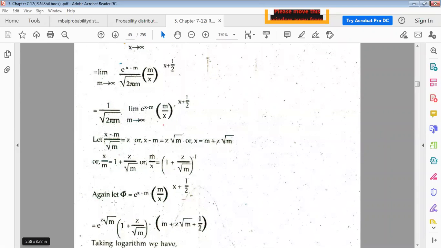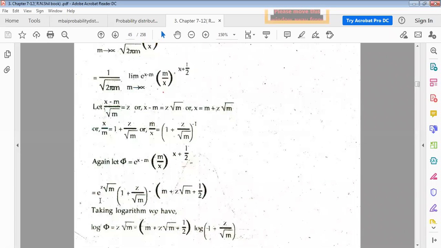Now again, let phi equal e to the power x minus m, m divided by x whole to the power x plus half. That means we have considered this whole thing as phi. We consider phi equals e to the power x minus m, m divided by x to the power x plus half. Now x equals m plus z into root m. Putting x equals m plus z root m here, only x cancels, and then only e to the power z root m will exist.